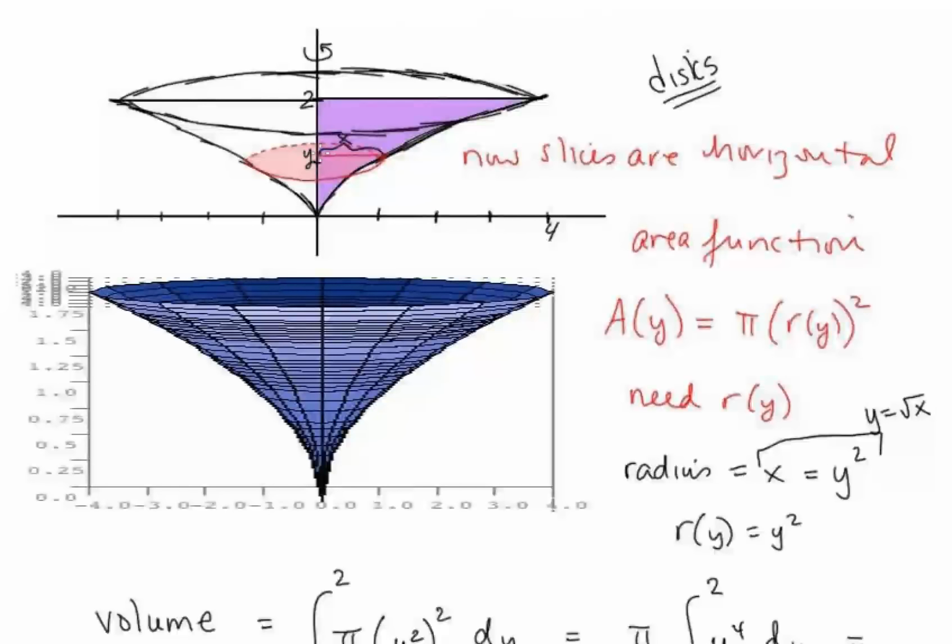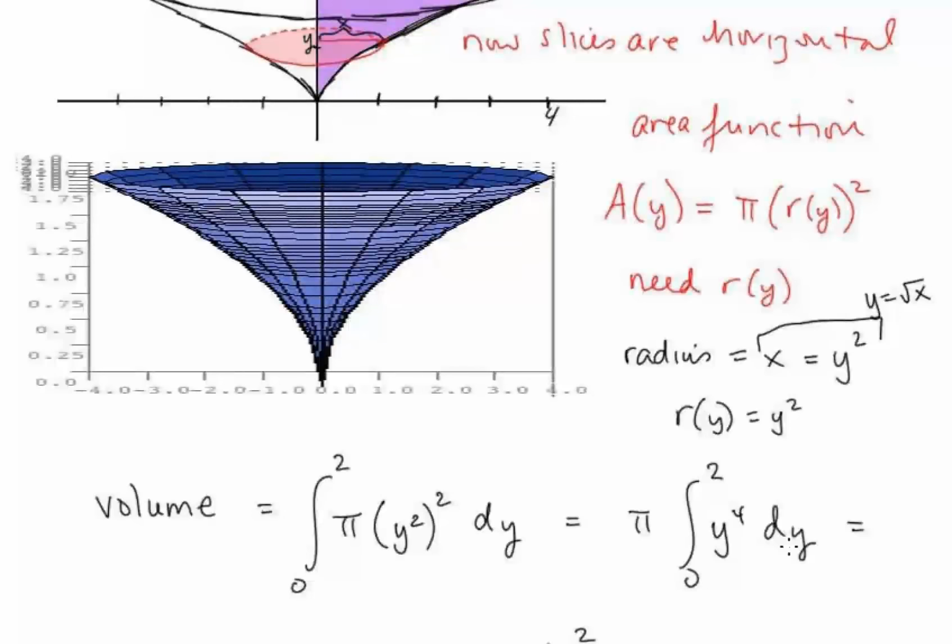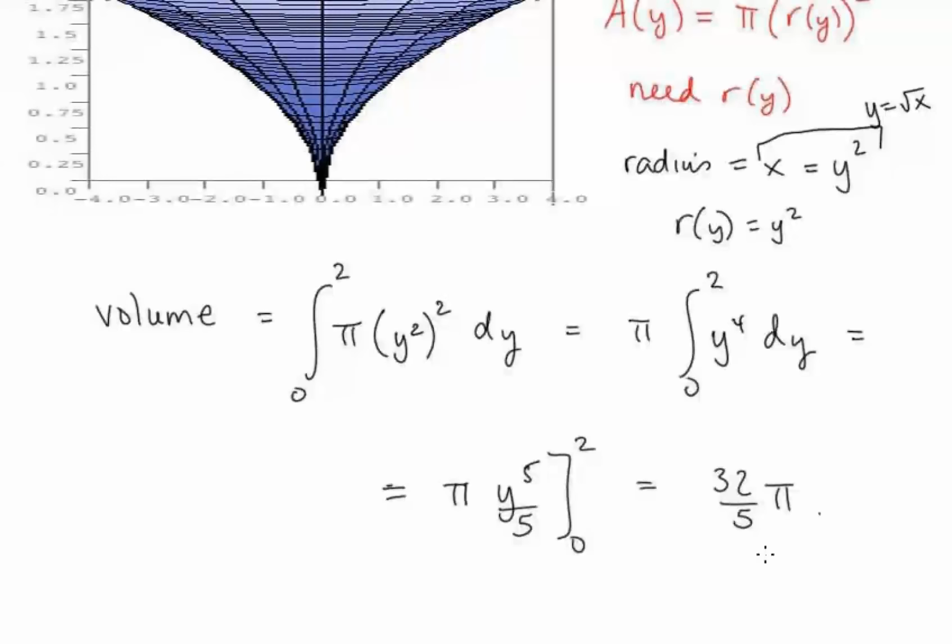Now notice the radius here is the x value. Well, that's great, but we want to integrate along y. So we need to represent that x value in terms of y. Well, this is the function y equals radical x, so x is then equal to y squared. So r of y is equal to y squared in this case. And so the area function that we have is pi times r of y squared. Simplifying and integrating, we get 32/5 pi.